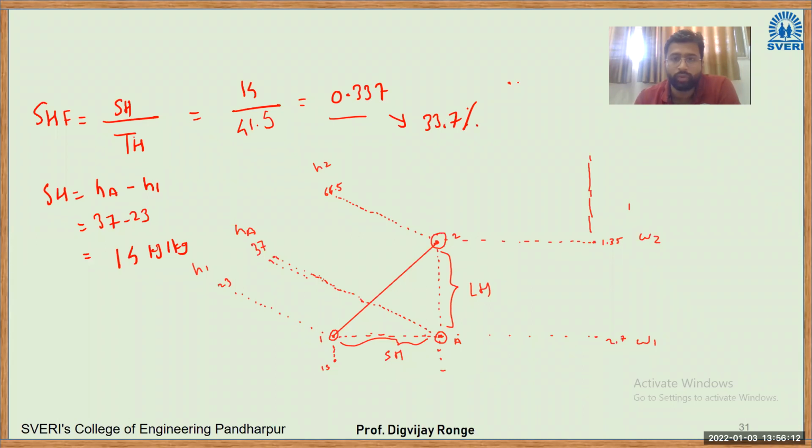That means out of total heat, 33.7% is sensible heat, and the remaining part, let us say 66%, is given to the latent heat. So in this case, more heat is added by latent way and less heat is added by sensible way. This was a numerical related to sensible heat factor, and the process was heating and humidification.